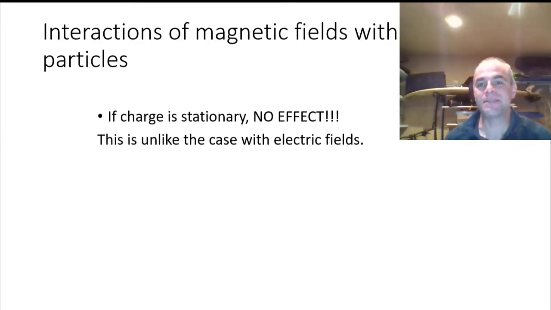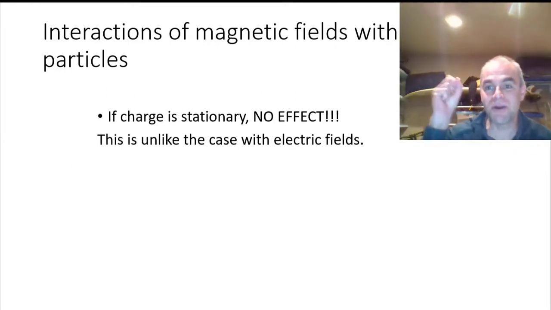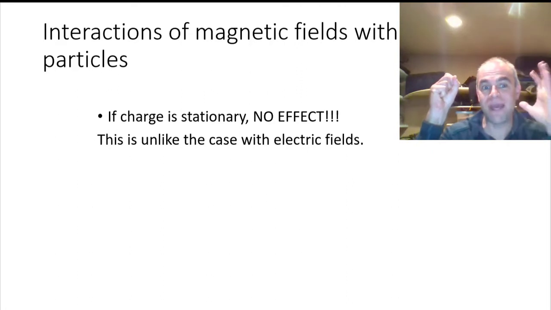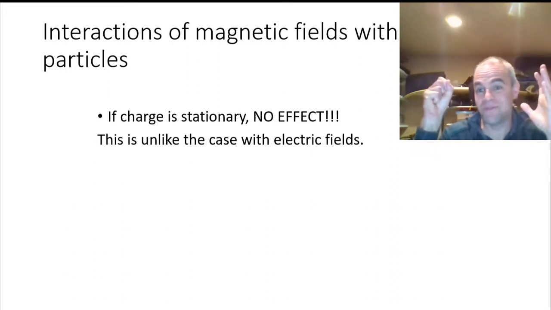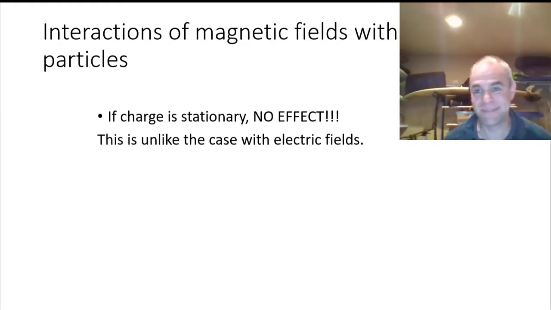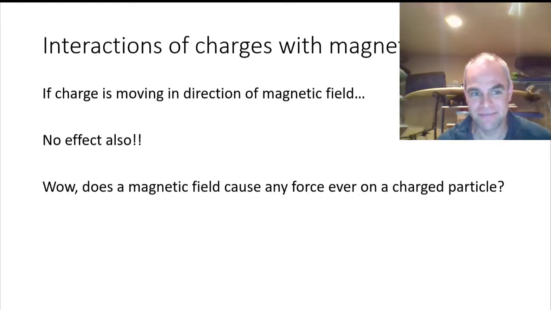So here's a couple of things I'm going to tell you. If you have a charged particle sitting here, and you have a magnet sitting here, the charged particle will not be attracted to the magnet or repelled by the magnet. The charged particle won't even know the magnet's there if it's stationary and if the magnet's stationary. Seems kind of boring, and it gets more interesting than that.